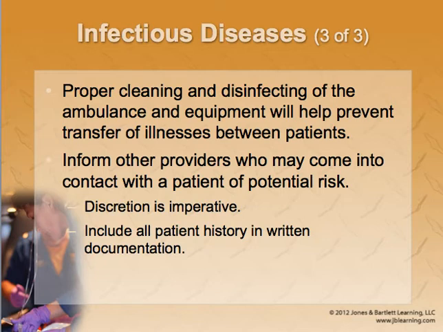One thing we need to do is inform providers who may come into contact with patients of potential risk. If you know your patient has MRSA, then let's make sure that everybody knows that they have MRSA. But being discreet is very important. You don't need to scream it out in front of the entire ER staff or other patients in the trauma bays and stuff like that. Take the nurse or whoever is going to be taking care of that patient to the side and just let them know. And make sure you document it in writing as well, so that there's a legal trail that you did make sure that you informed the staff.